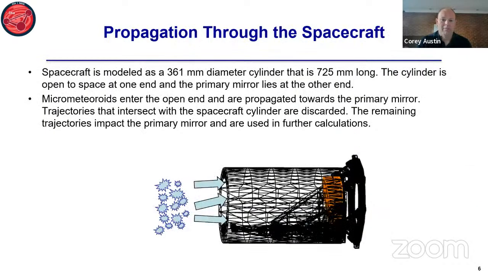So once we've calculated the flux, the next part of it is propagation through the spacecraft. Right now the spacecraft is just modeled as a cylinder. You can see the dimensions of that cylinder right now, but that cylinder essentially represents the spacecraft, the thermal baffles that will be installed there. So what we do is we calculate the flux just outside the end of the opening of the spacecraft, and then we propagate those micrometeoroids through the cylinder towards the primary mirror. Any of the trajectories that are intersecting the spacecraft cylinder are being discarded right now. And then the remaining trajectories impact the primary mirror and they're saved and used for further calculations. In further iterations, I may think about trying to add something where micrometeoroids can bounce off of the barrel, but for now, for simplicity, I haven't done that. So those are just discarded, and we only use the ones that impact the mirror.